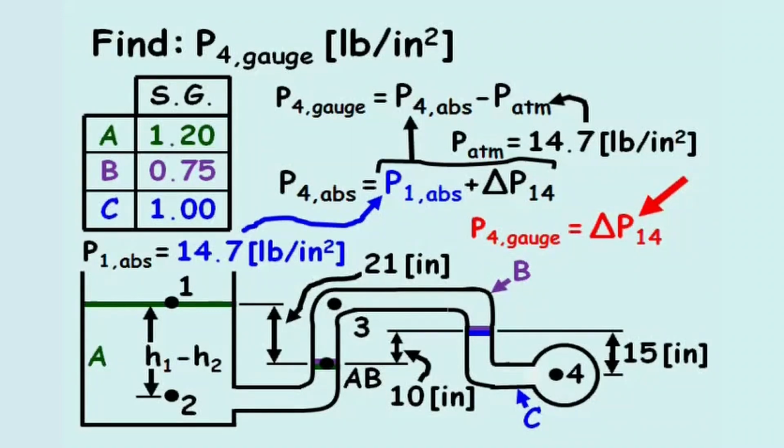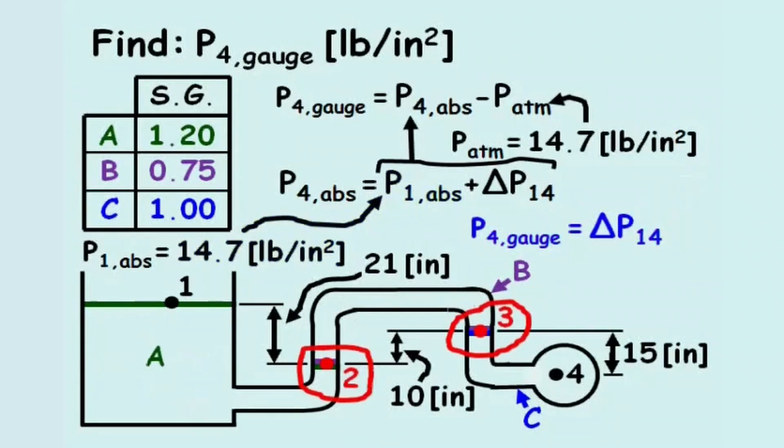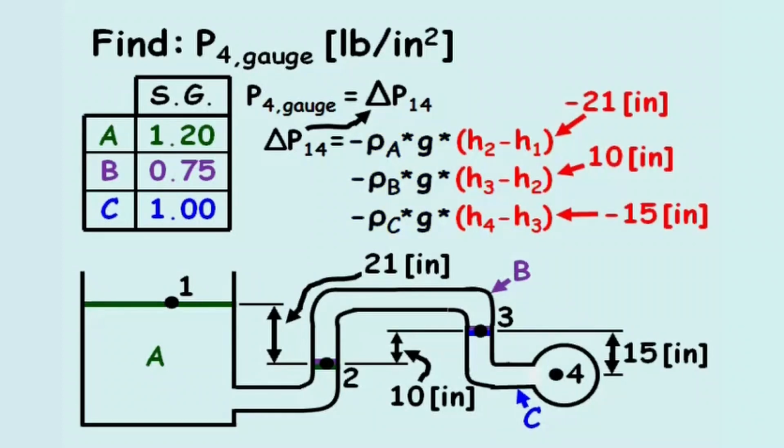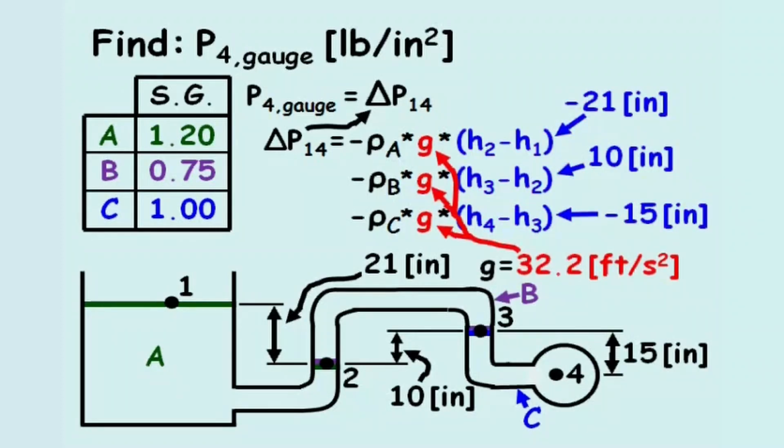Therefore, for notational convenience, we'll reposition points 2 and 3 at the fluid boundaries AB and BC, respectively. Next, we'll write out our equation for the change in pressure between points 4 and 1. The problem statement provides the change in height between consecutive points as negative 21 inches, 10 inches, and negative 15 inches. The gravitational acceleration term, g, equals 32.2 feet per second squared.